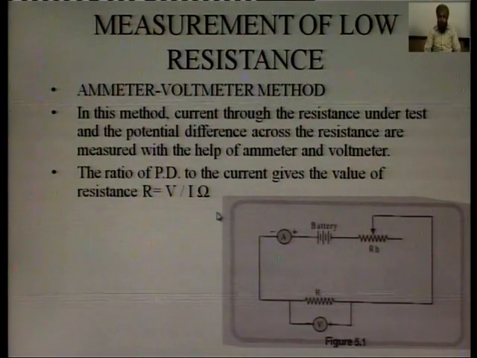In this method, the current through the resistor under test and the potential difference across the resistance are measured with the help of an ammeter and a voltmeter. The ratio of potential difference to the current gives the value of resistance. So resistance is equal to voltage upon current.